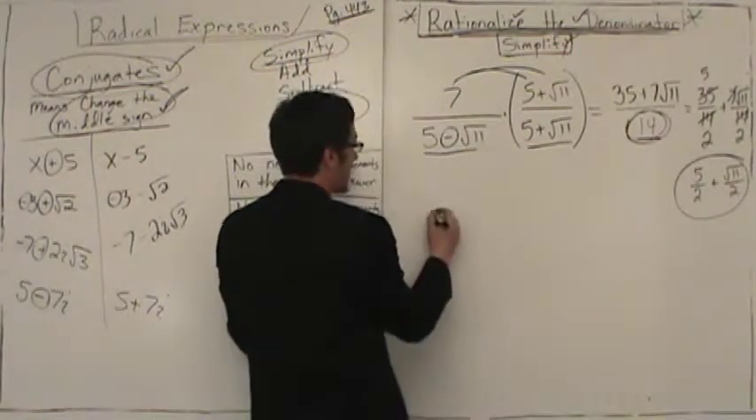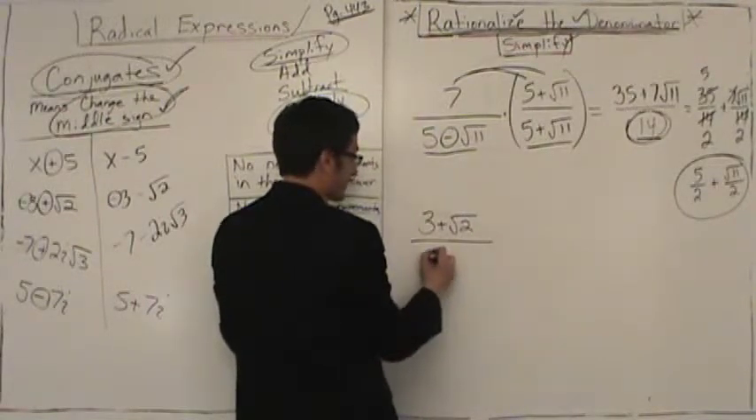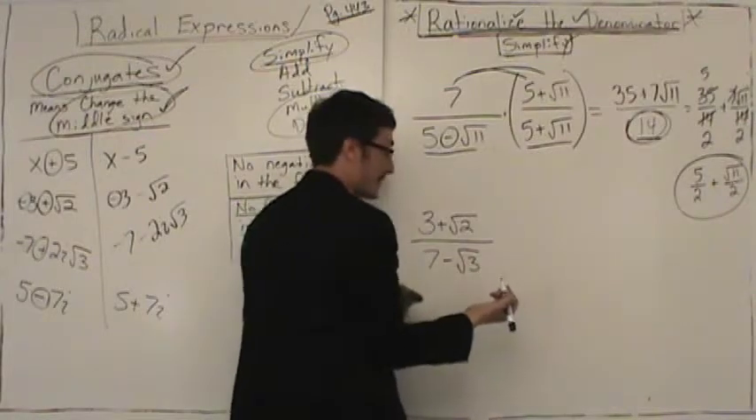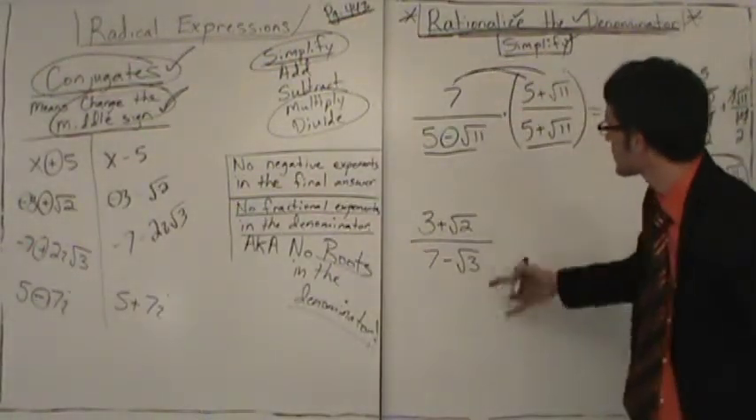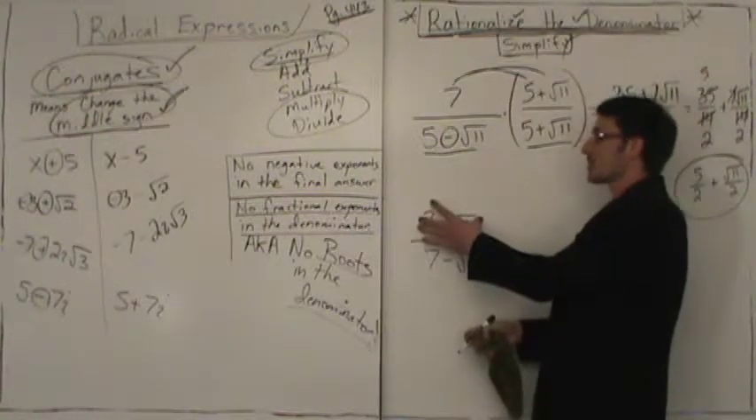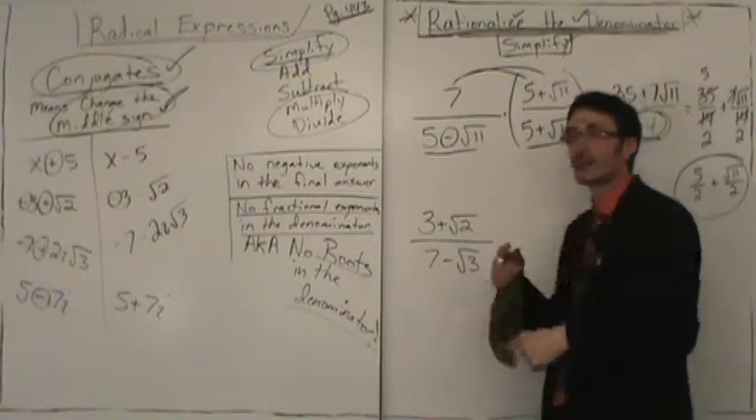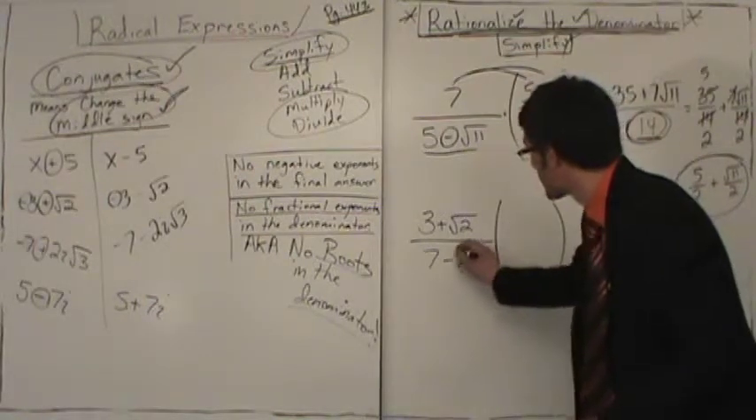We're looking at now 3 plus root 2 over 7 minus the square root of 3. Now, in this case, we have roots in both the numerator and the denominator. Are we worried about roots occurring in the numerator? No, we're worried about roots that occur in the denominator. And how do we get rid of roots in the denominator?